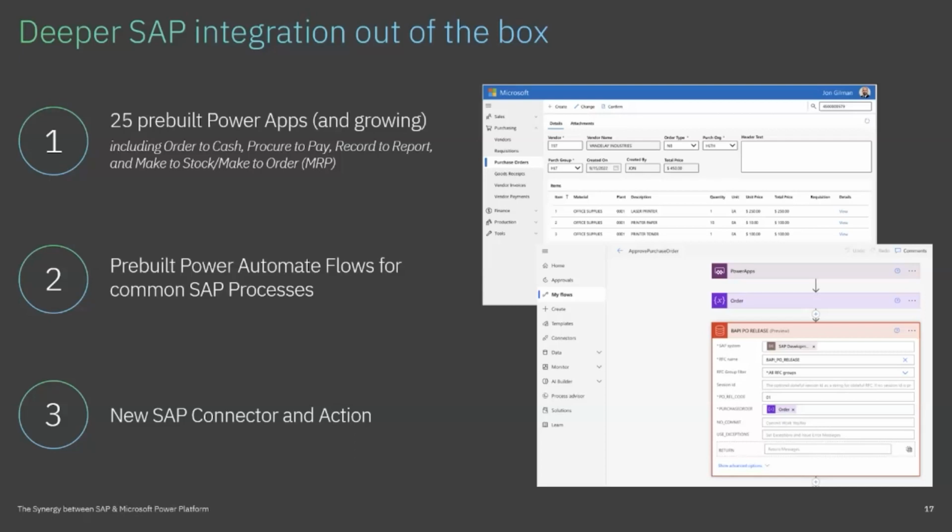If we take a look at what Microsoft has provided here, 25 pre-built Power Apps and growing around order to cash, procure to pay, record to report, etc., that are already Power Apps pre-built over SAP data models, pre-built automated flows using common SAP processes, new SAP connector and actions. Now, I want to just index on the word new here. I am talking to a range of organizations that implemented an ERP connector for the Power Platform that came out a year and a half to 2 years ago.